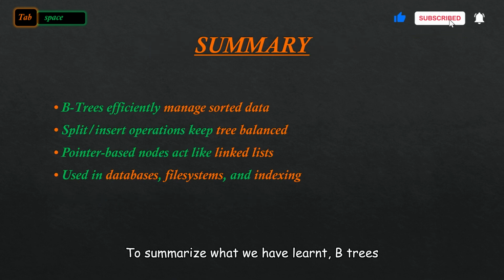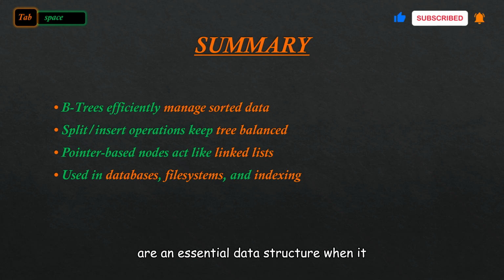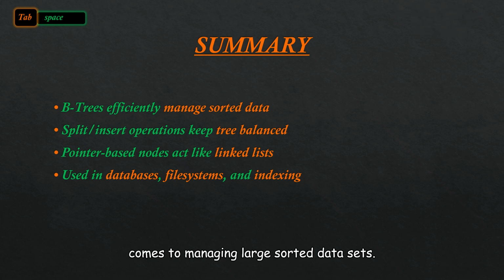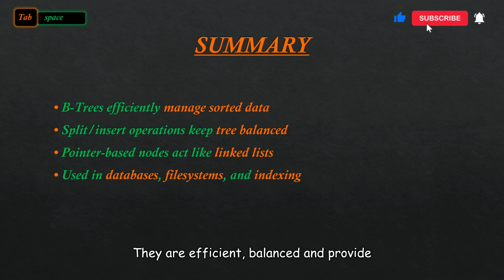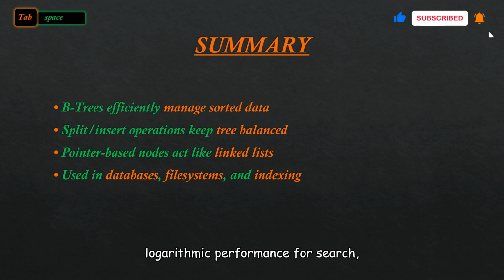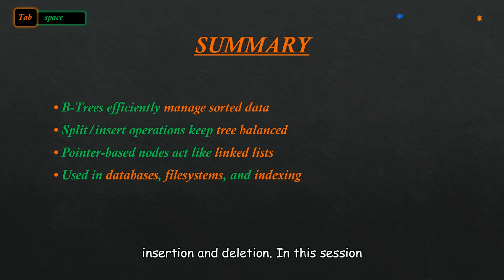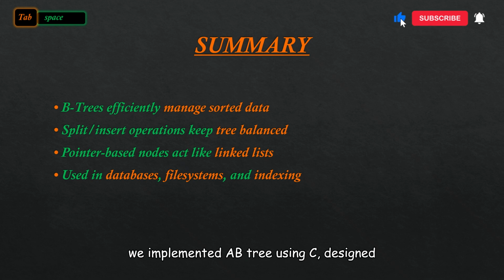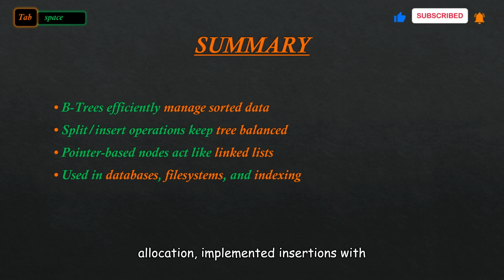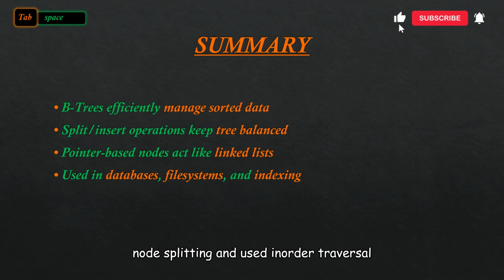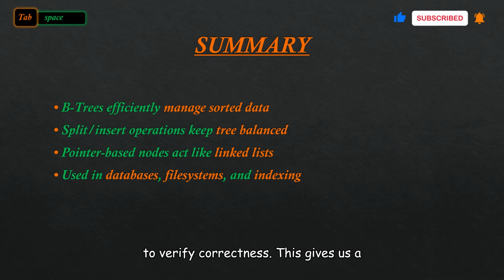To summarize what we have learned, B trees are an essential data structure when it comes to managing large sorted datasets. They are efficient, balanced, and provide logarithmic performance for search, insertion, and deletion. In this session, we implemented a B tree using C++, designed the node structure using dynamic memory allocation, implemented insertions with node splitting, and used in-order traversal to verify correctness. This gives us a strong foundation for using B trees in real-world applications like database indexing and file systems.